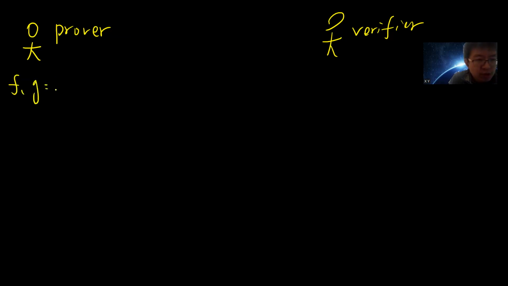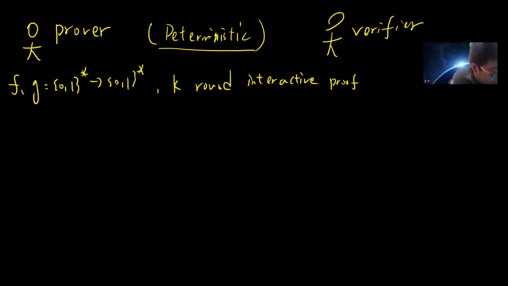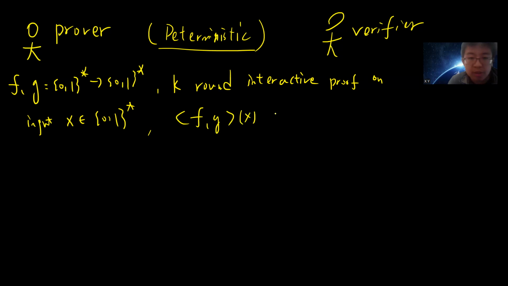Let f and g be some Boolean functions. Then we define the k-round interactive proof. By the way, this is the deterministic version; we will later change it to the probabilistic version, but we first talk about the deterministic version. On input x belonging to {0,1}^n, the interaction of f and g on x is a sequence a1 up to ak, defined as follows.